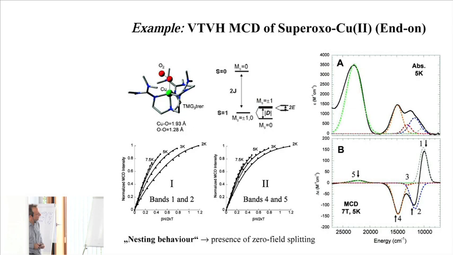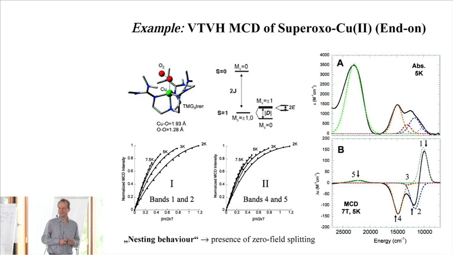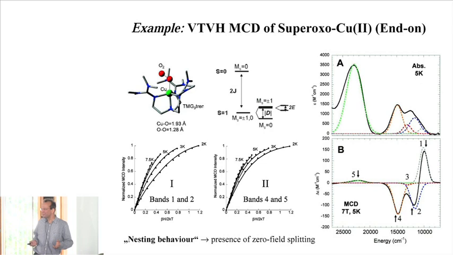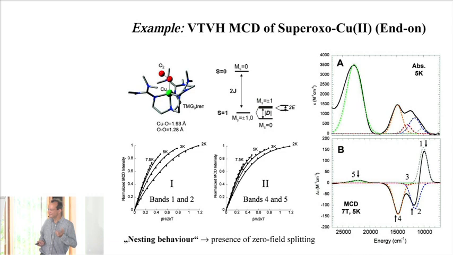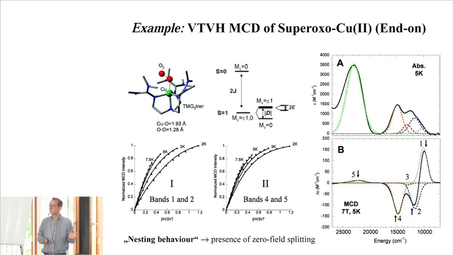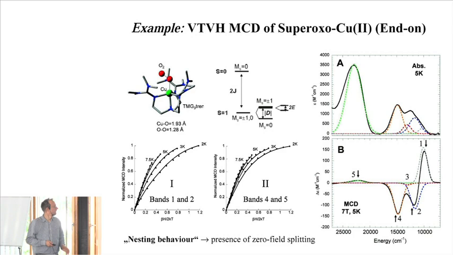And what does that tell you with respect to the coupling between the copper and the superoxo ligand? It's ferromagnetic. So you have a ferromagnetic coupling between the copper and the superoxo ligand. You have an S equal 1 ground state, S equal 0 excited state, and this S equal 1 ground state splits by zero field splitting, by axial splitting, plus rhombic splitting. And you can take MCD to determine these spin Hamiltonian parameters. And this has been done for this case.